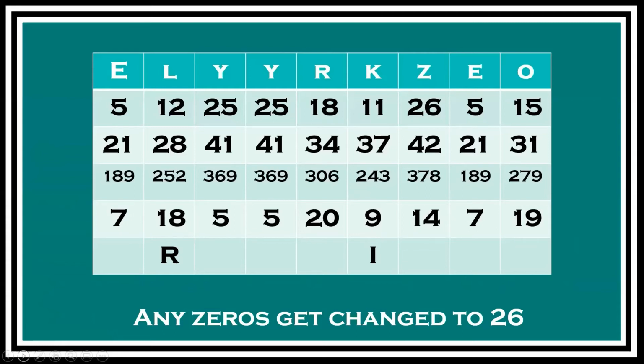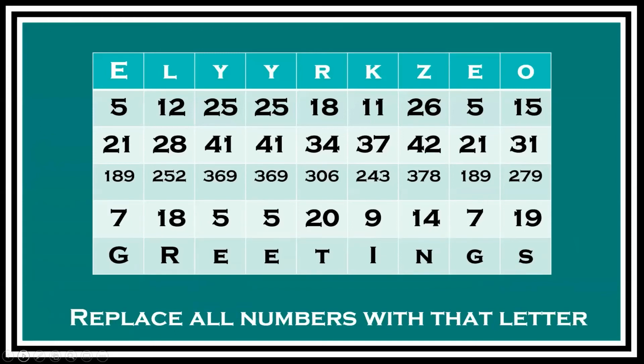Replacing each number with its letter, so replacing 7 with G, replacing 5 with E, replacing 20 with T, replacing 14 with N, and replacing 19 with S gives us back our message. So we have cracked the code, and we have found that the original message was greetings.